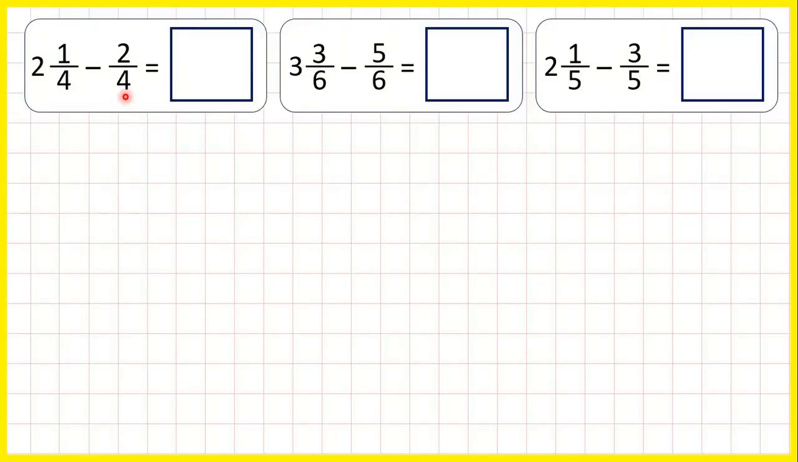So here we're subtracting a fraction from a mixed number, but this time we're going to get our answer by changing our mixed number into an improper fraction. So 2 1/4 as an improper fraction is 9/4. That's because to change a mixed number to an improper fraction, we multiply the whole number by the denominator and then add the numerator. So 2 times 4 is 8, and then 8 plus 1 is 9, so that's our numerator, and our denominator stays the same.